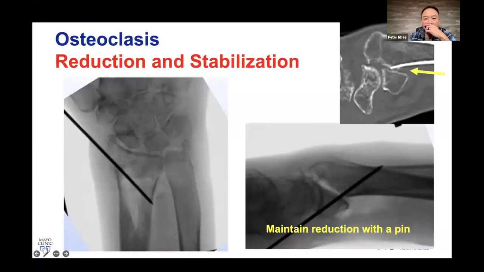So here I did that. I found that plane. I did my osteotomy here.